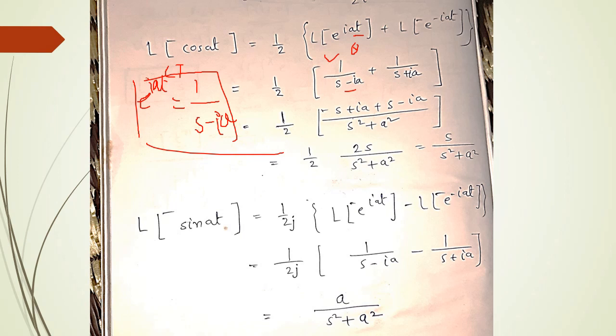So just by taking the LCM, s square plus a square, s plus ia at the numerator plus s minus ia, these two will be cancelled out, then 2s will be here, then these two will be cancelled out, then s by s square plus a square. So this is the solution for cos at Laplace transform.